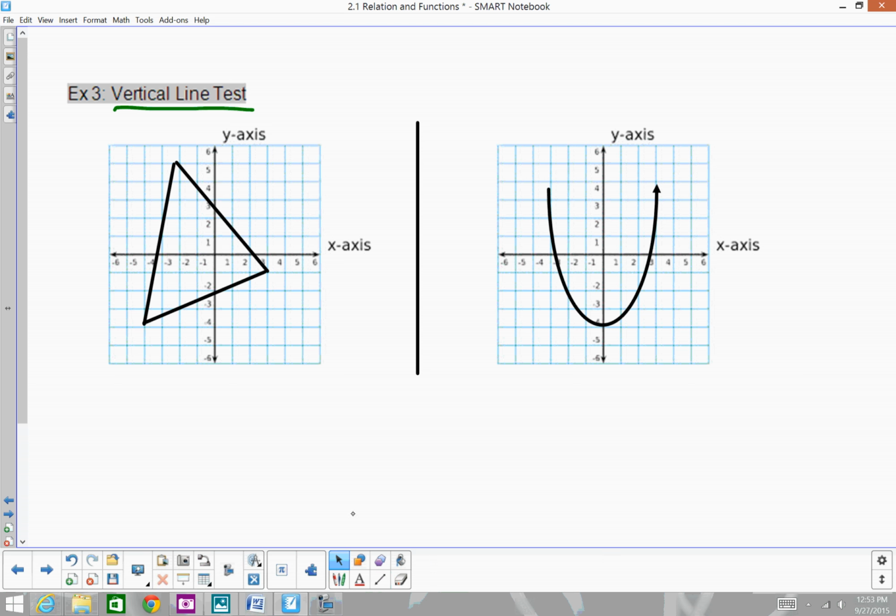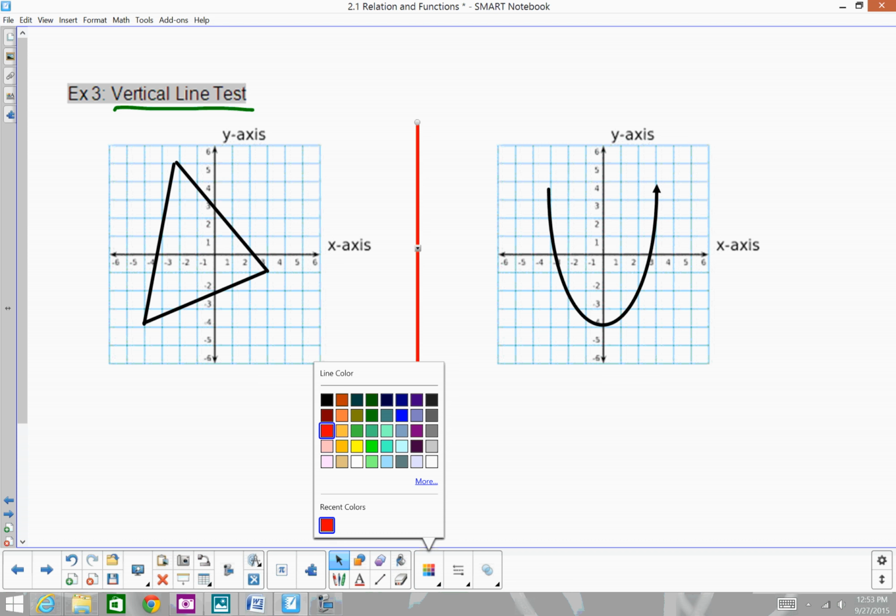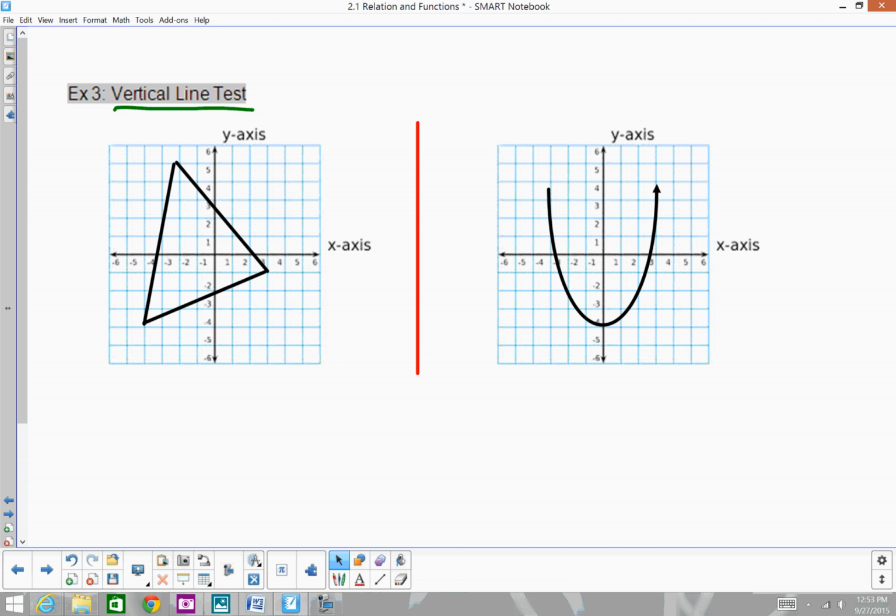I'm going to change the color. Let's go with a red. Okay. Now, what you're going to do with this vertical line, I think this might be the easiest way to determine whether a graph represents a function or not. You're going to take your line, and you can do this with a ruler, you could just draw lines across your shape or figure on your graph, and you're just going to bring it from left to right across your graph.